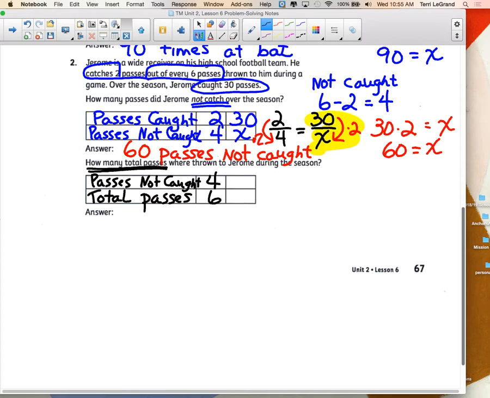Okay, then we'll give you the other ratio. We need to figure out how many total passes. You want to try that again, Peyton? X over 30. So we're looking for the passes not caught. That's what X would represent. This is X right here. How many total passes? That's our X.